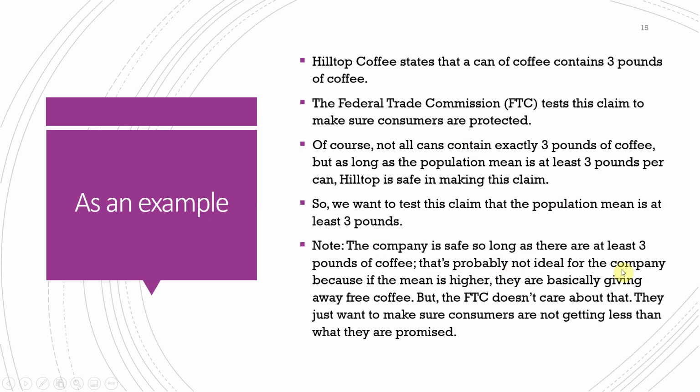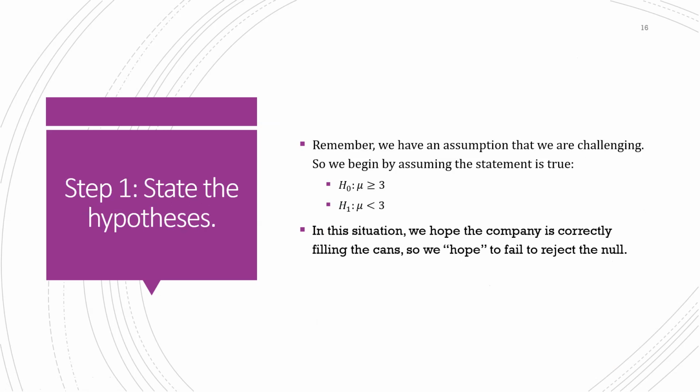That's probably not ideal though for the company, because if the mean is higher, they're basically giving away free coffee. But the FTC doesn't care about that. They just want to make sure consumers are not getting less than what they are promised by the statement given on the can. So let's go back to understanding our steps. We have 4 of them.